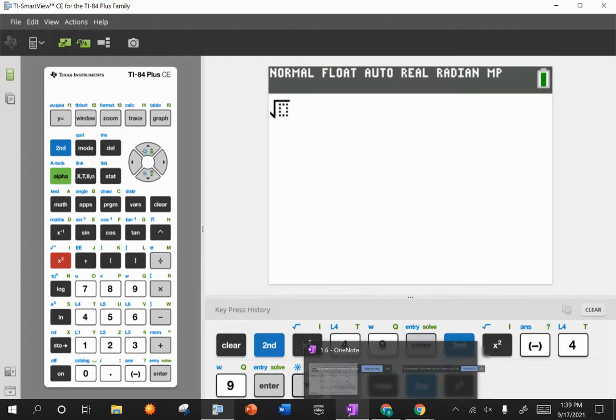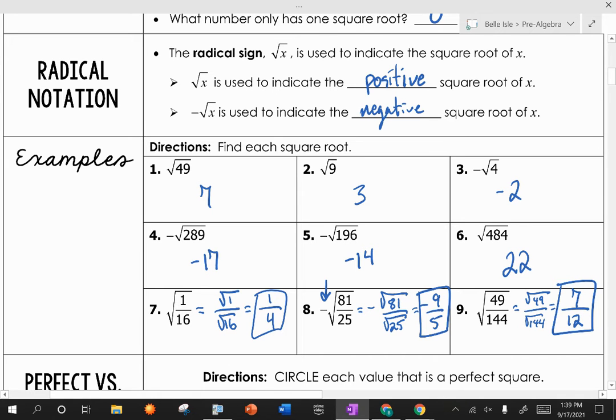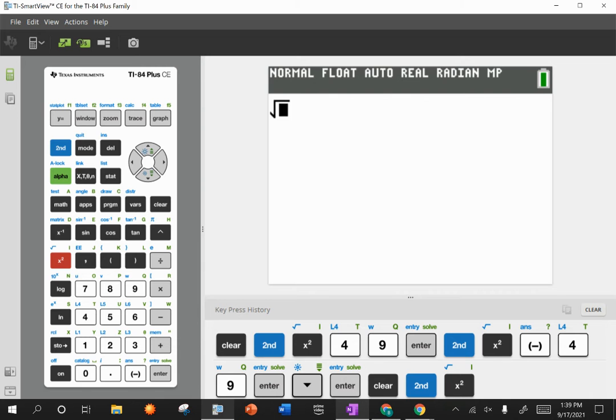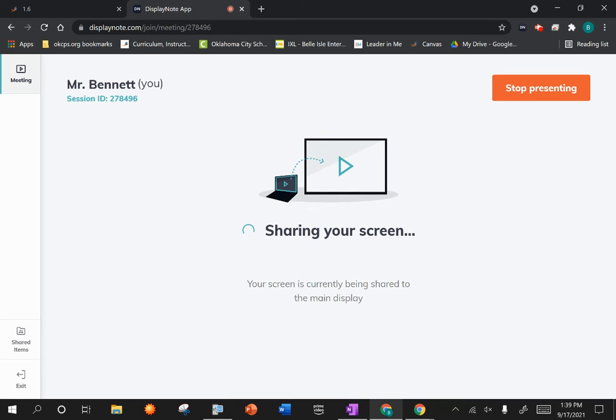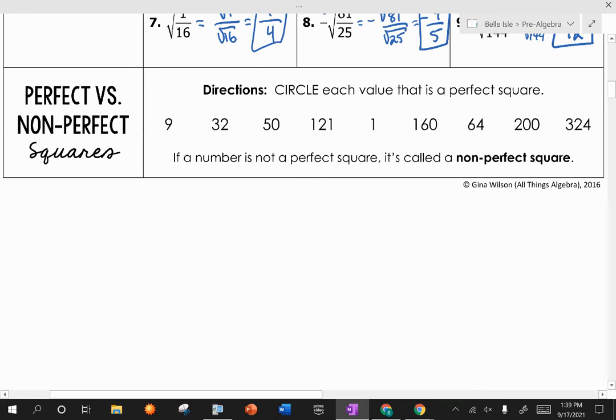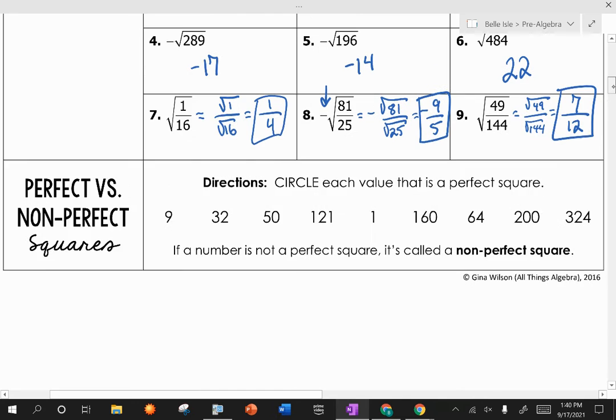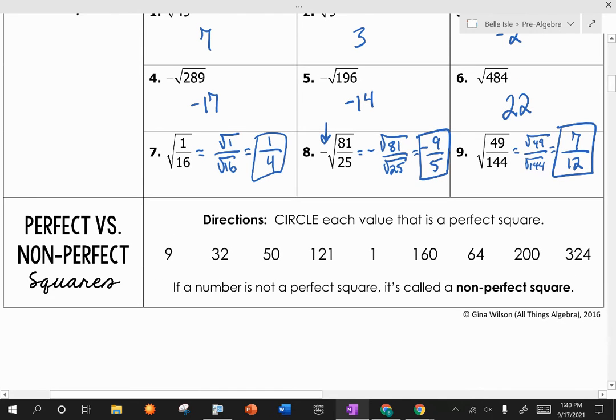Good work. We good on this so far? Okay, perfect versus non-perfect. Now I would like for you to... my screen's frozen, hold on. There we go. Okay, so now if you will look at the perfect versus non-perfect squares.